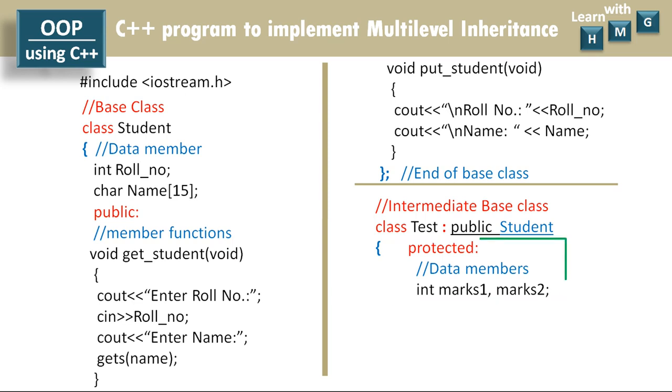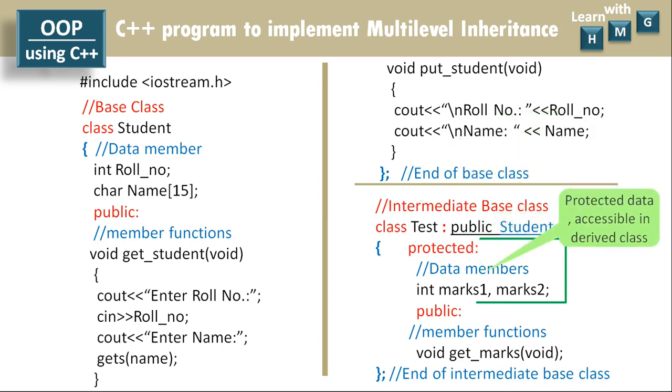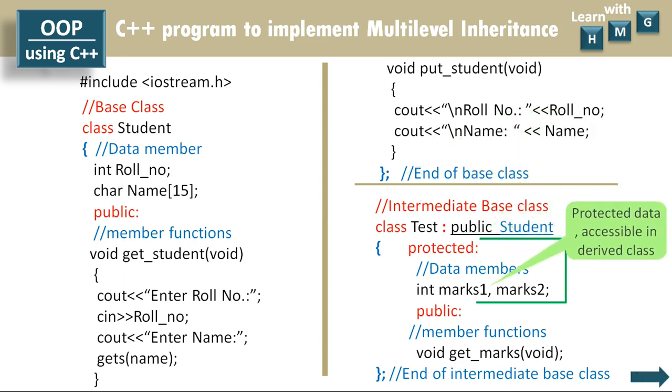Public section, member function getmarks. Only one member function is there, getmarks, which will accept the values of marks1 and marks2. End of the intermediate base class, that is test. So here marks1 and marks2 are protected and accessible in the derived class. Let us go for the member function definition on the next slide.